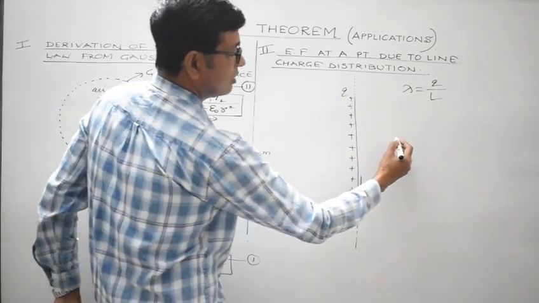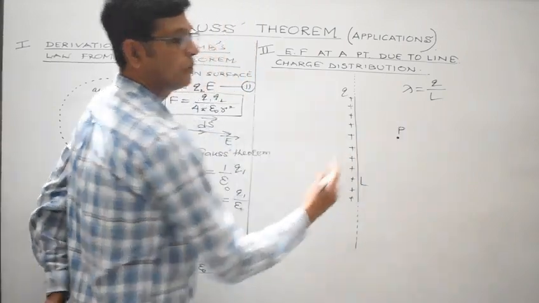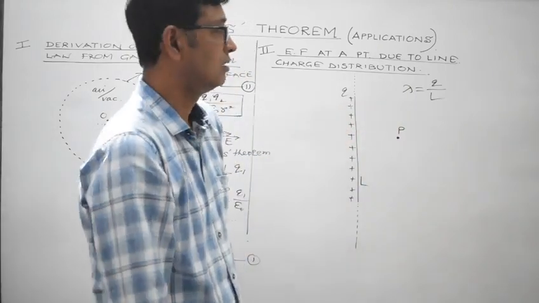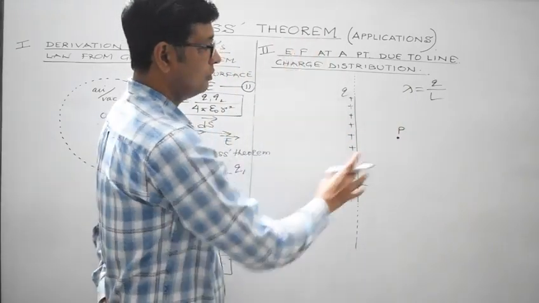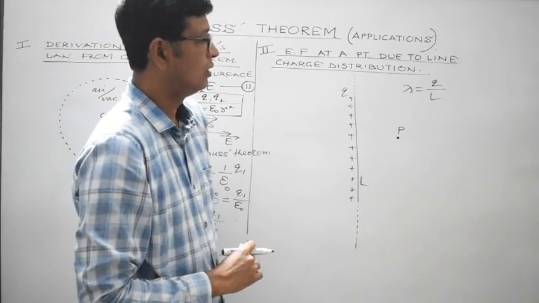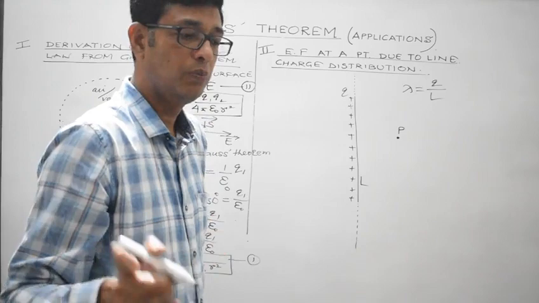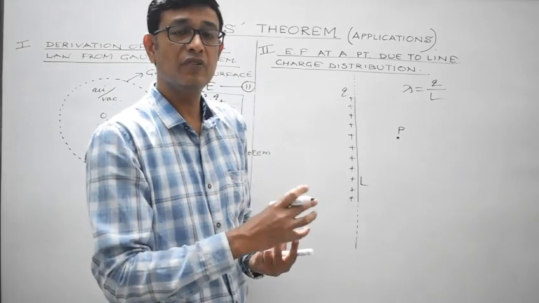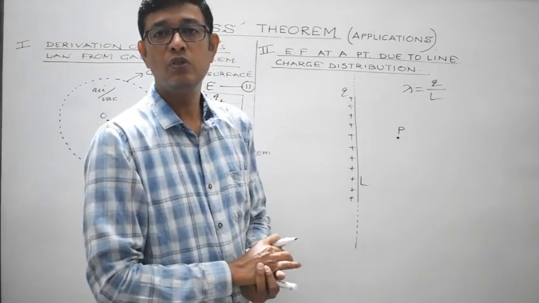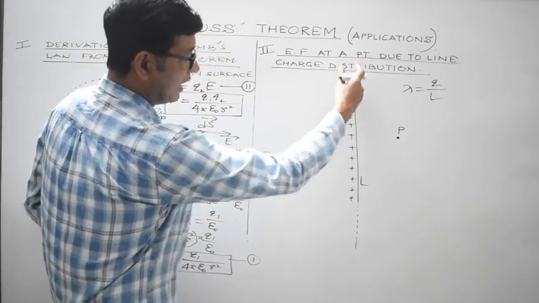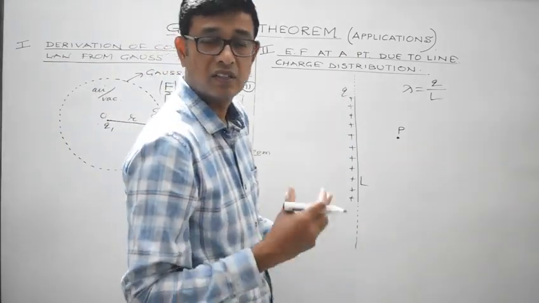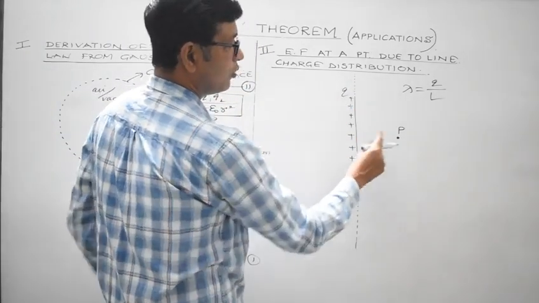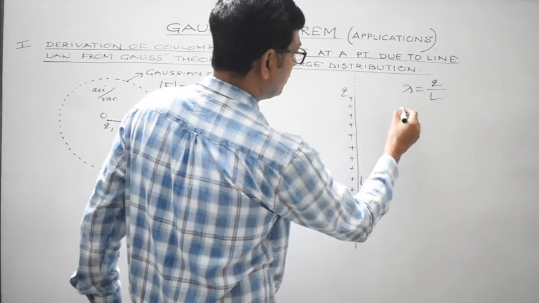Now my objective is to determine the strength of the electric field at point P due to this line charge distribution. It's a complicated case, right? But by using Gauss theorem, this article can be made very simple. Before you make use of Gauss theorem, you need to consider a Gaussian surface. It is only when we consider a Gaussian surface that Gauss theorem can be applied. So for line charge distribution, we will consider a cylindrical Gaussian surface. Taking this as the axis of the right circular cylinder, we will consider point P to be lying on its curved surface. So the diagram will be somewhat like this.